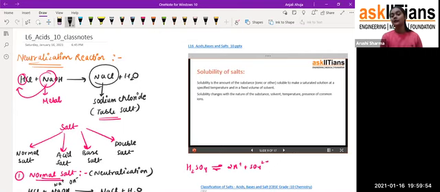Fine. Now the second factor is the solvent. How does the solvent play a role in the solubility?